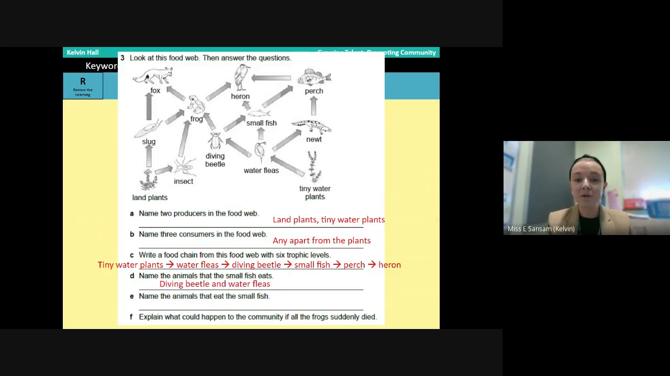The animals that the small fish eats are diving beetles and water fleas. The animals that eat the small fish are the heron and the perch. And then if the frogs suddenly died, so obviously you've got your frogs here, it would mean the foxes and the herons may have less food, so may have to start eating more small fish or more slugs. But it may also increase the number of slugs, insects, and diving beetles, because if all the frogs suddenly died, it would mean that nothing was eating them. So obviously their numbers might increase.